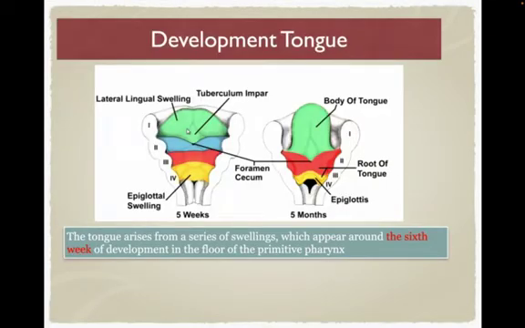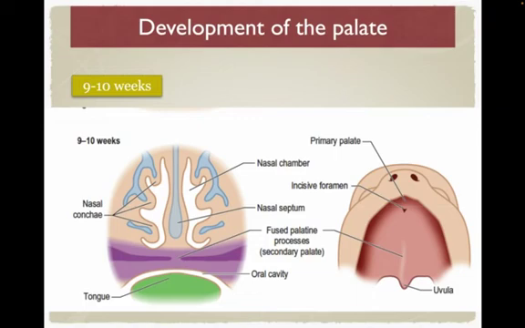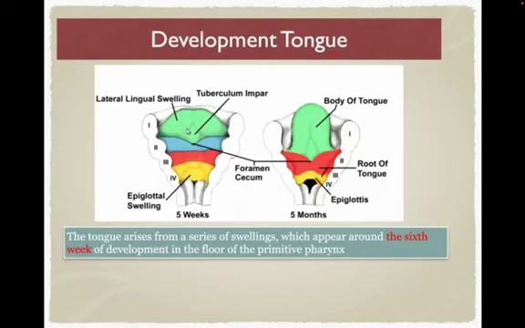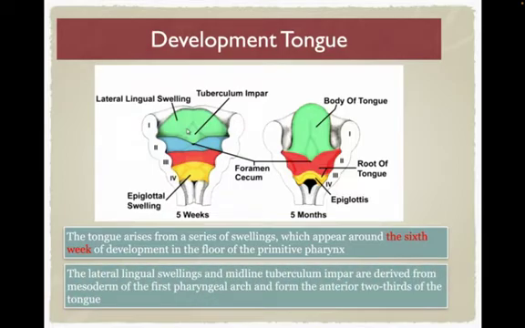So far we talked about the development of the palate, the face, the nose, and the maxilla. Now we need to talk about the development of the tongue. The tongue arises from a series of swellings. They appear around the 6th week of development on the floor of what we call the primitive pharynx. Basically this is a diagram at the age of 5 weeks, while this one is at the age of 5 months.